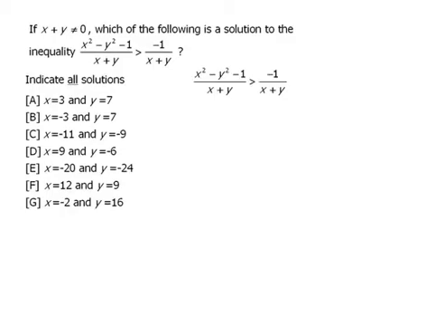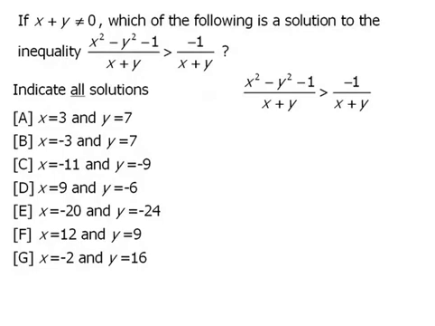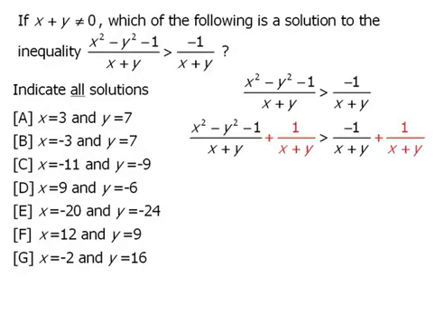Okay, let's begin by moving our inequality over here. Now our goal is to simplify this inequality. Notice what happens if we take our inequality and add 1 over x plus y to both sides. When we do this, we get a much simpler inequality.